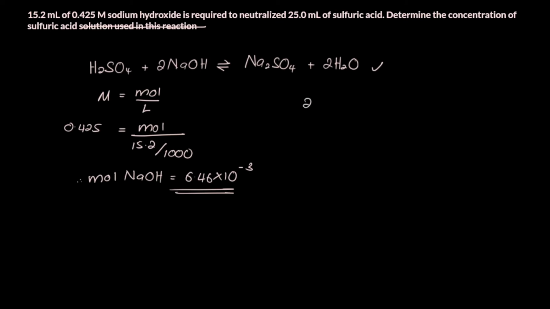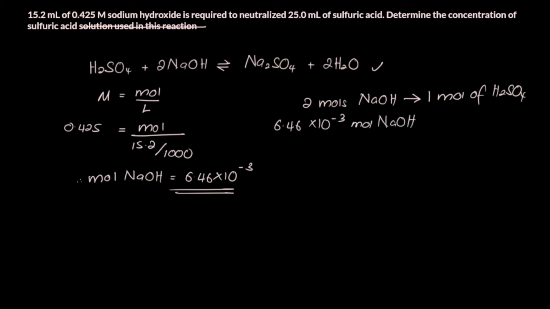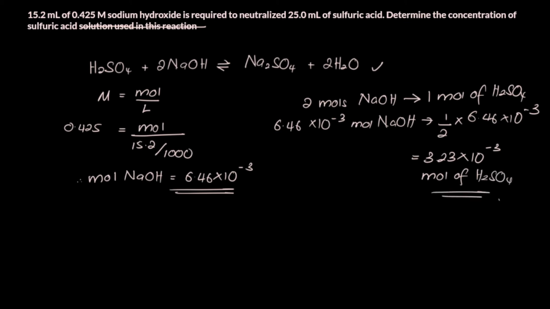Basically for 2 moles of NaOH, you shall need 1 mole of H2SO4. So now you only have 6.46 times 10 to the power of negative 3 mole of sodium hydroxide. So 1 over 2 times 6.46 times 10 to the power of negative 3. So basically you should get 3.23 times 10 to the power of negative 3 mole of H2SO4.